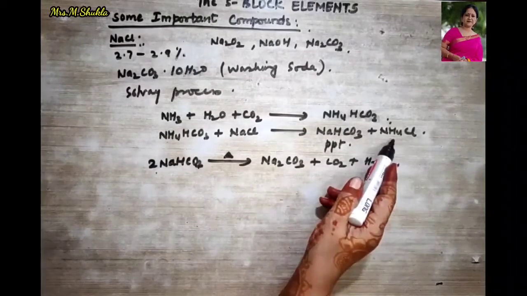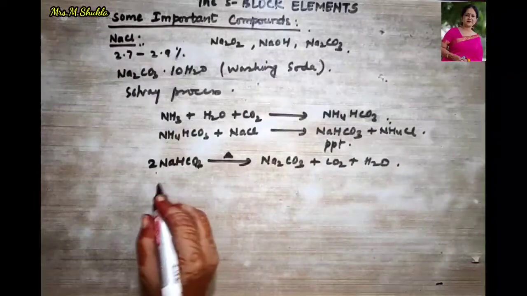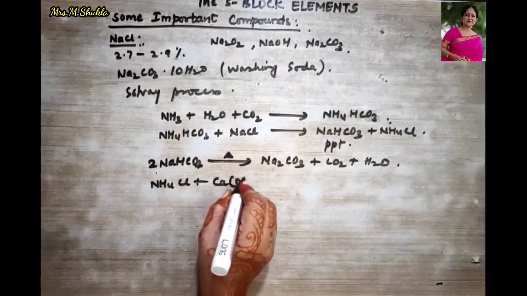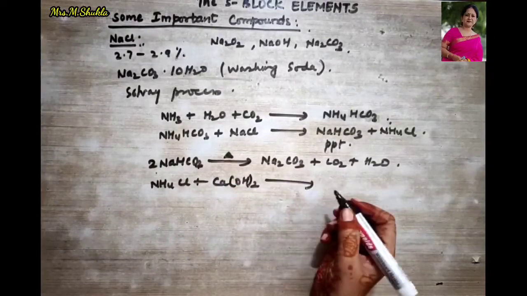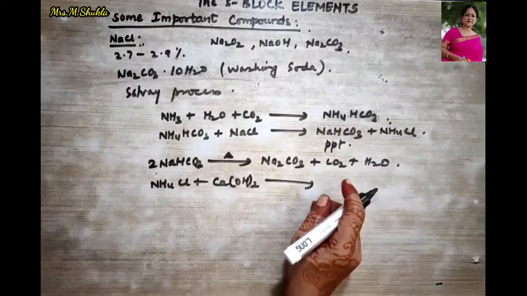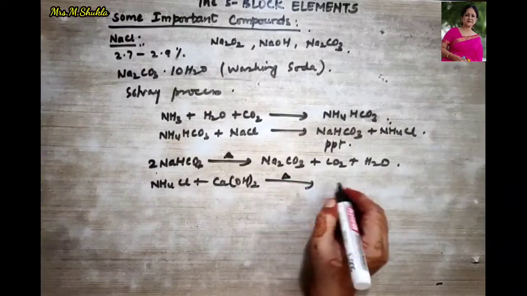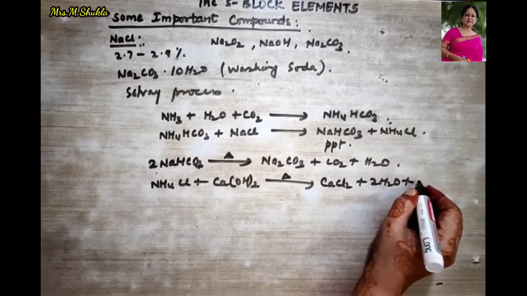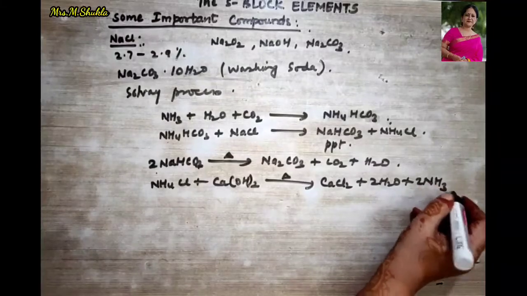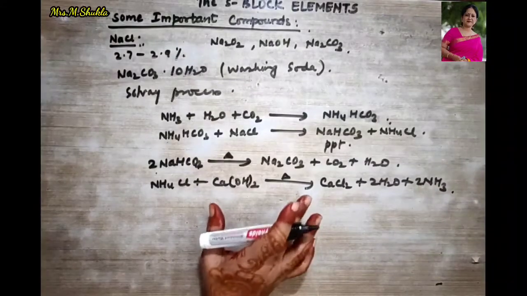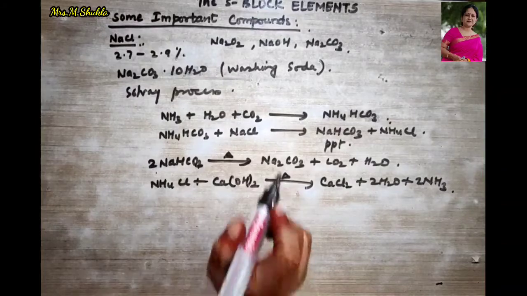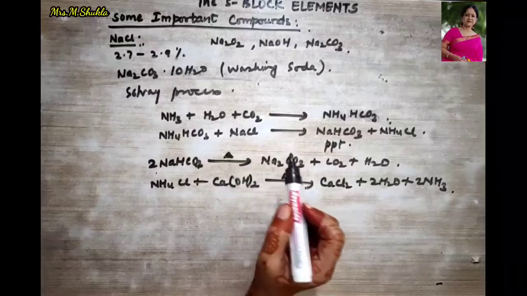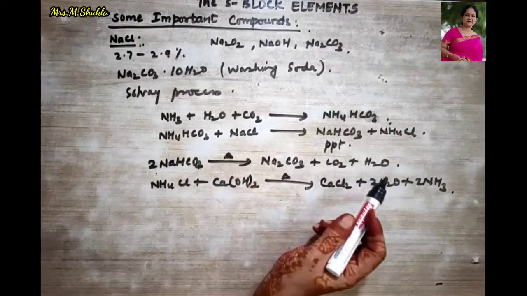Now what about NH4Cl on heating with calcium hydroxide, right? NH4Cl when treated with calcium hydroxide gives ammonia and this can be removed in this process. So on heating it gives us calcium chloride plus water plus ammonia, right? So this method cannot be applied for the manufacture of potassium carbonate, right? Why so? Because of the high solubility of potassium bicarbonate.